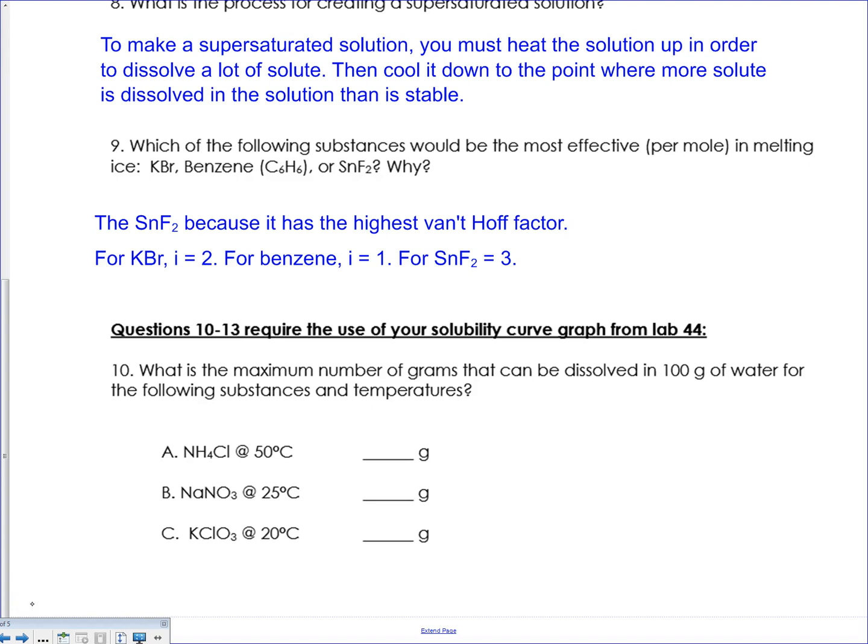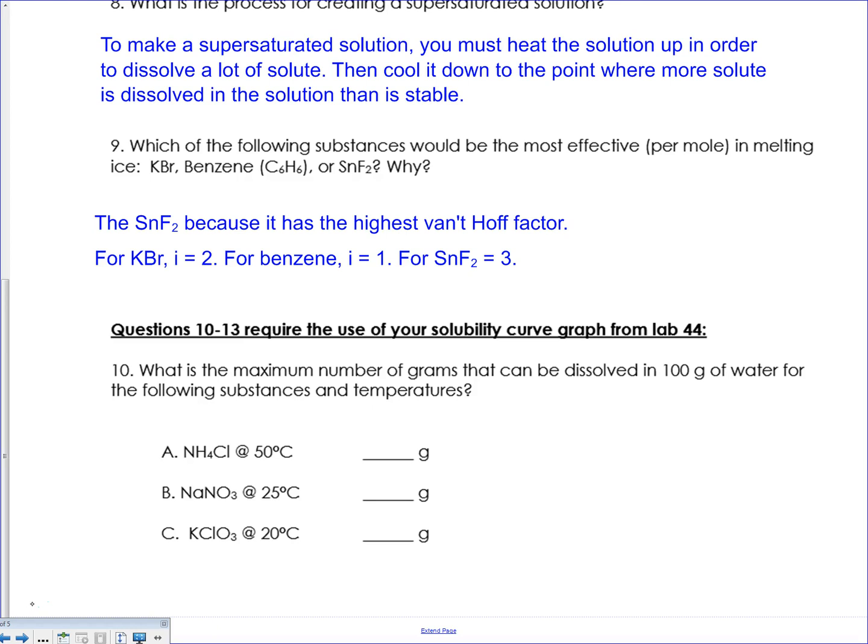For questions 10 through 13, it says that you have to use the solubility graph, so that's on lab 44. It also should be on your practice exam, so those are some different places that you can find it. So number 10 here says, what's the maximum number of grams that can be dissolved in 100 grams of water for the following substances and temperatures? So what we're doing here is we're looking at where the level of saturation is for these different ones.